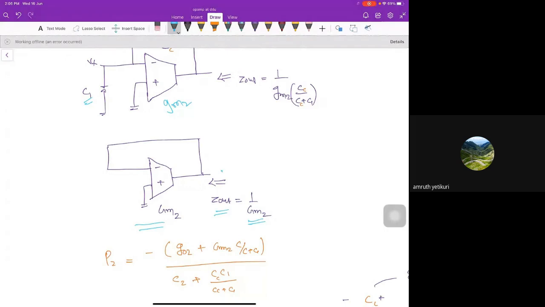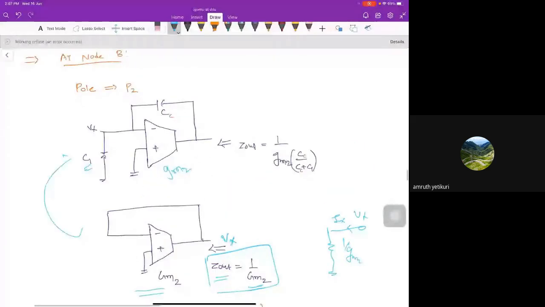Because we are applying a voltage Vx here, and across this 1 by GM2 resistor you will get the same current. So this equivalent impedance is equal to 1 by GM2. Same here, I am using this concept, so the equivalent impedance looking from this is equal to 1 by GM2 times CC divided by C plus C1. Why? Because this is Vx, and you can derive it on your own.